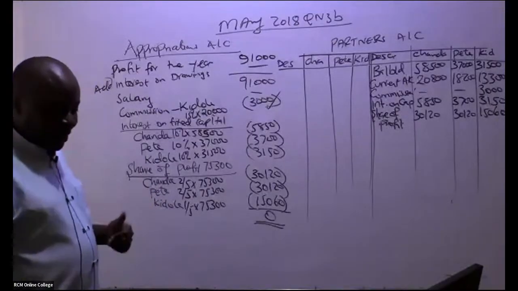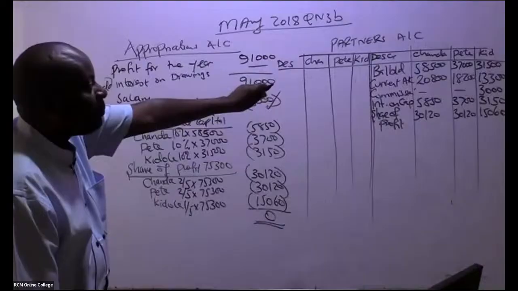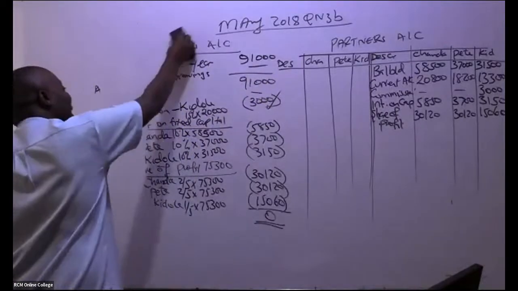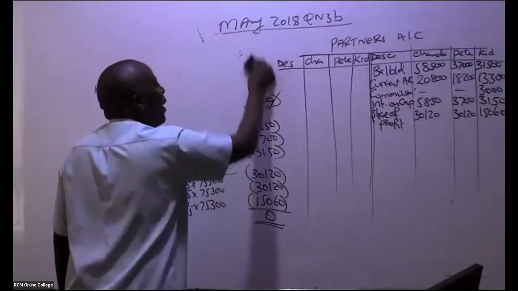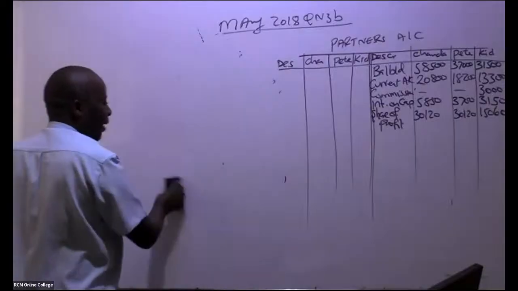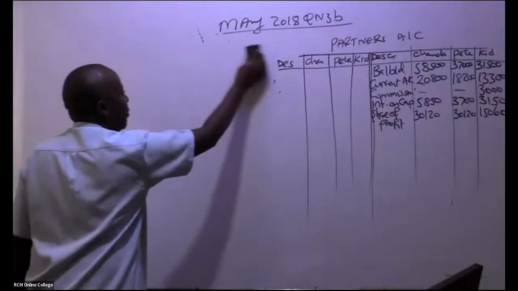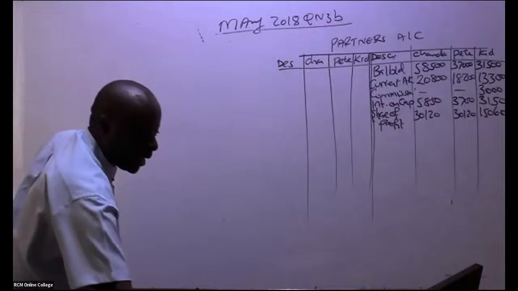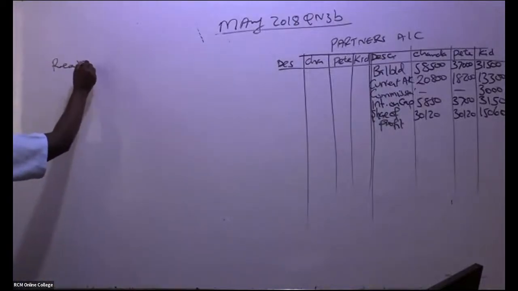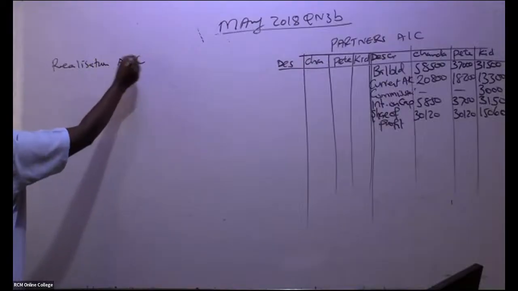Yeah, great. Now, after that, you don't continue with that partner's account. You leave it like that. Now you come and realize assets. You do a realization account. So come here and do a realization account. Very important account.